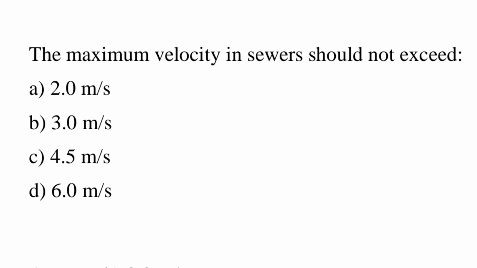Next question, the maximum velocity in the sewer should not exceed: option A 2 meter per second, option B 3 meter per second, option C 4.5 meter per second, option D 6 meter per second. So the correct answer is option B 3 meter per second. A velocity above 3 meter per second causes scouring of the sewer wall. So we should maintain the maximum velocity of 3 meter per second. So the minimum velocity we can maintain is 0.6 meter per second and the maximum velocity is 3 meter per second.